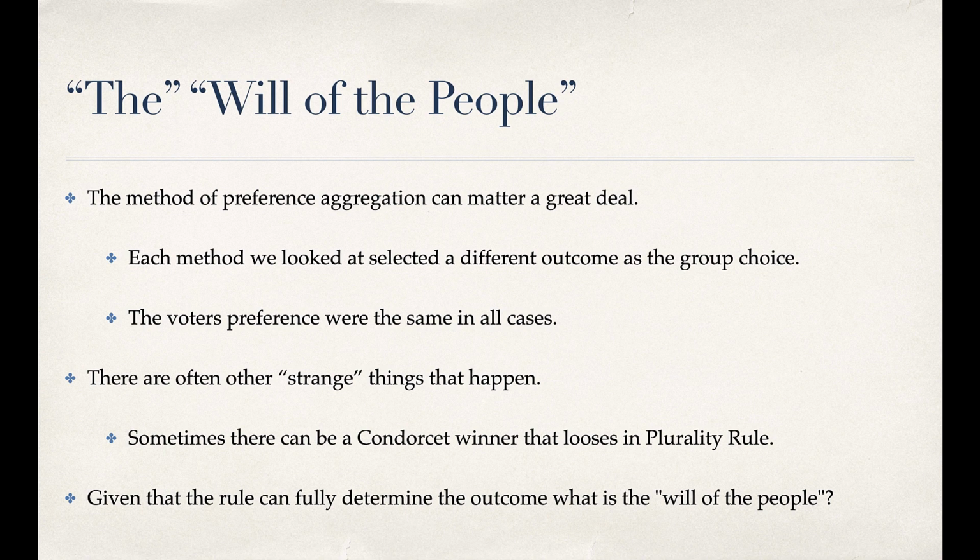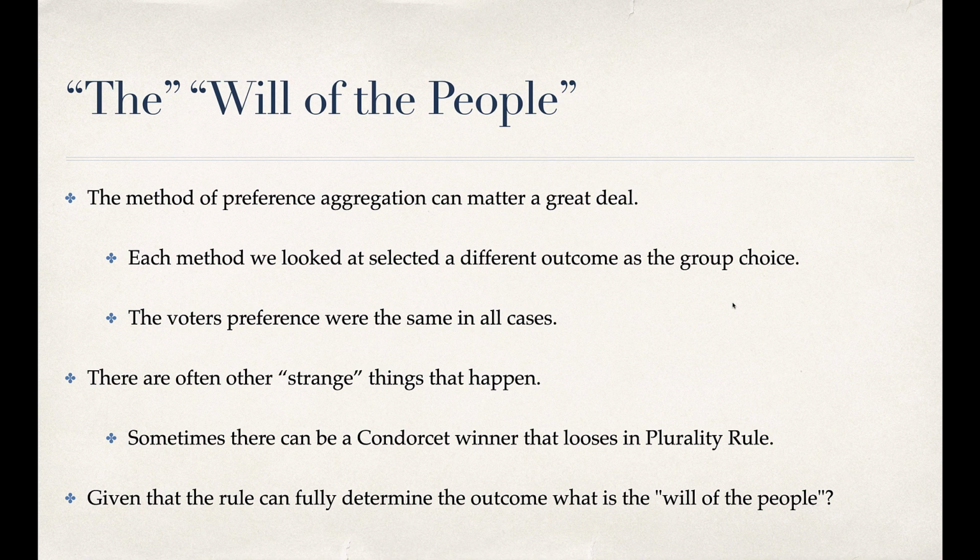So that's strange though, right? Because Condorcet argued, and a lot of social choice theorists argue, that if there's a Condorcet winner, then there's some normative pull that it should be the group choice. But plurality rule won't always give you that, all right? And so given that the rule itself can determine the outcome, what is the will of the people? Does that even have a meaning?